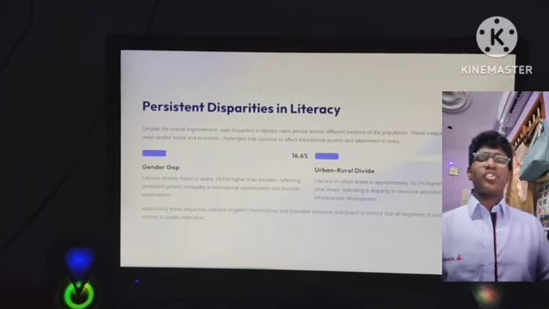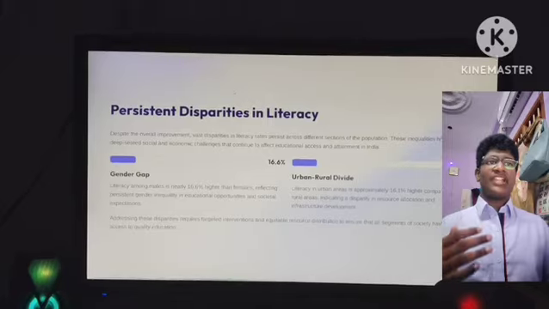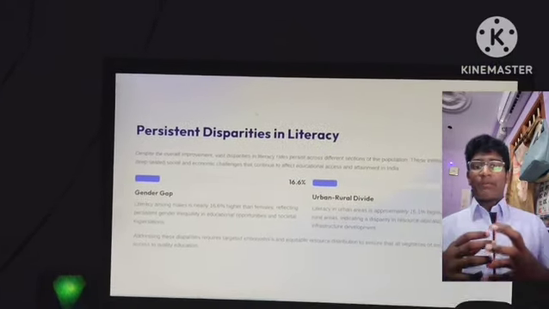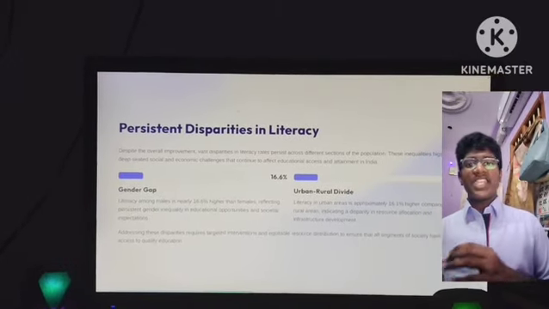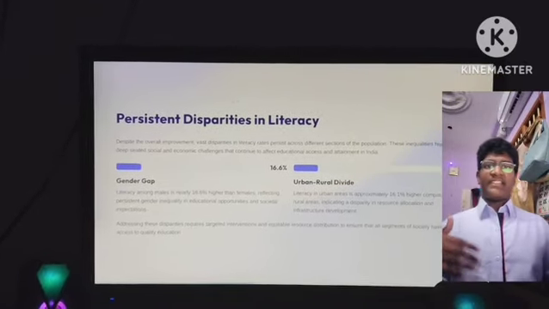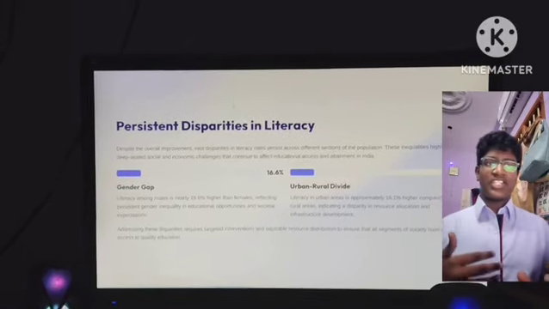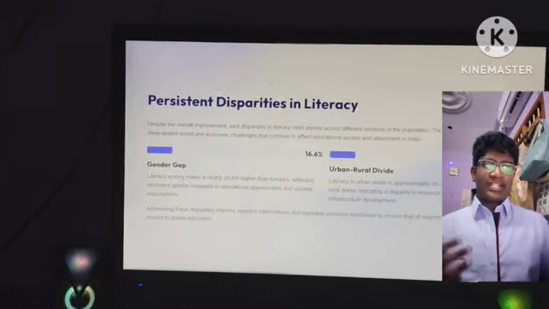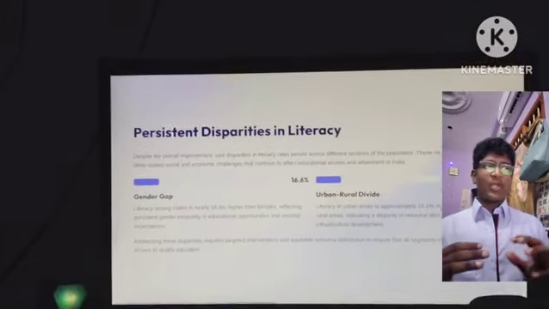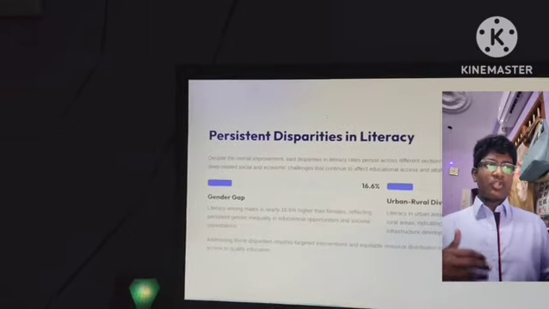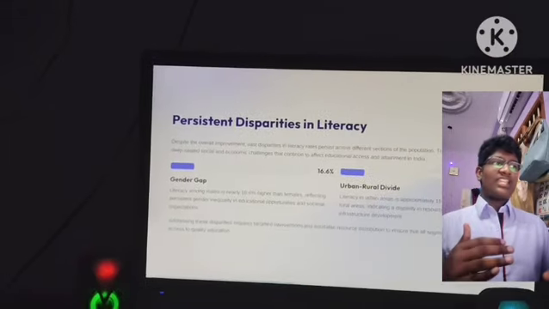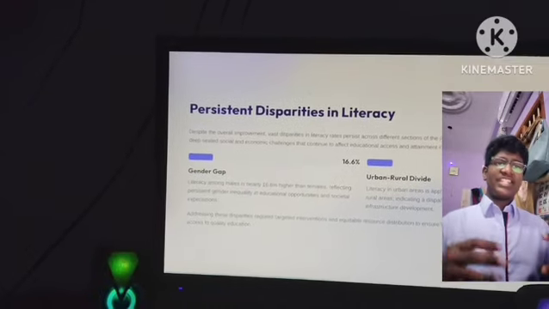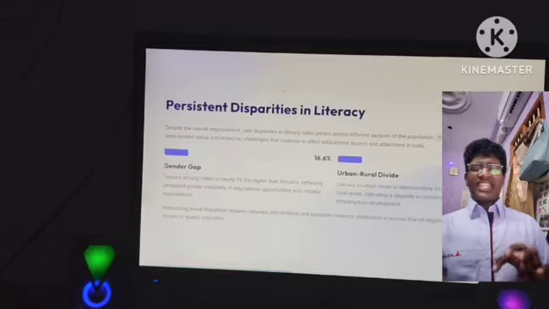Persistent disparities in literacy. Despite the overall improvement, vast disparities in literacy rates persist across sections of the population. These inequalities highlight deep-seated social and economic challenges that continue to affect access to education in India. Gender gap: literacy among males is nearly 16.6% higher than females. You can see that in most of the rural areas, males are 16.16% higher compared to females, reflecting persistent gender inequality in education opportunities and social expectations.